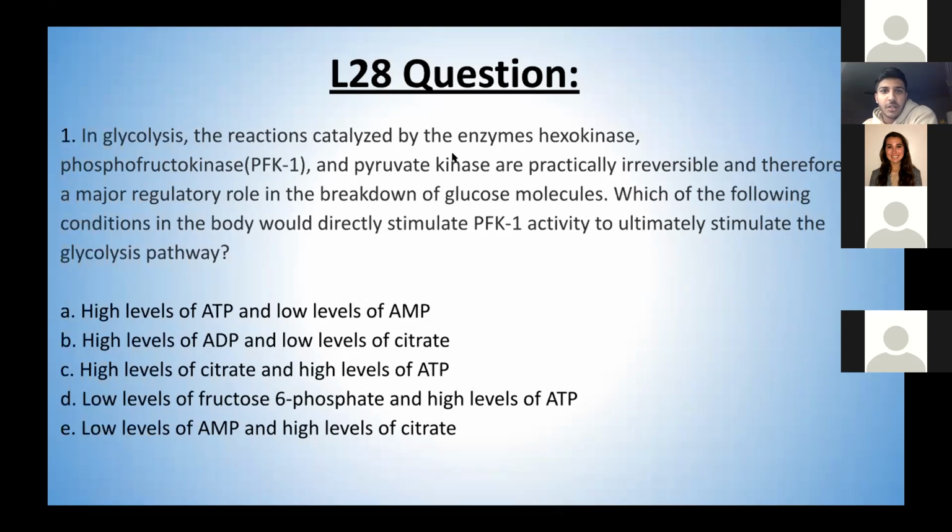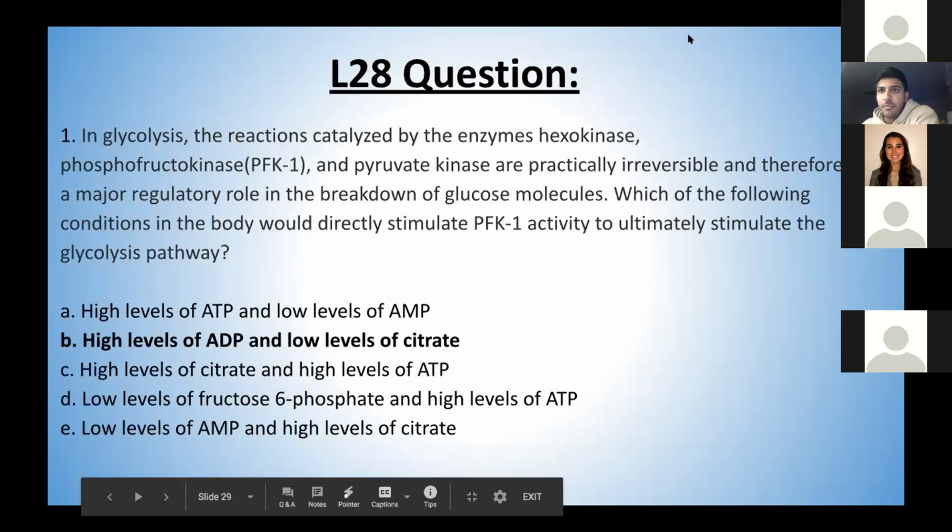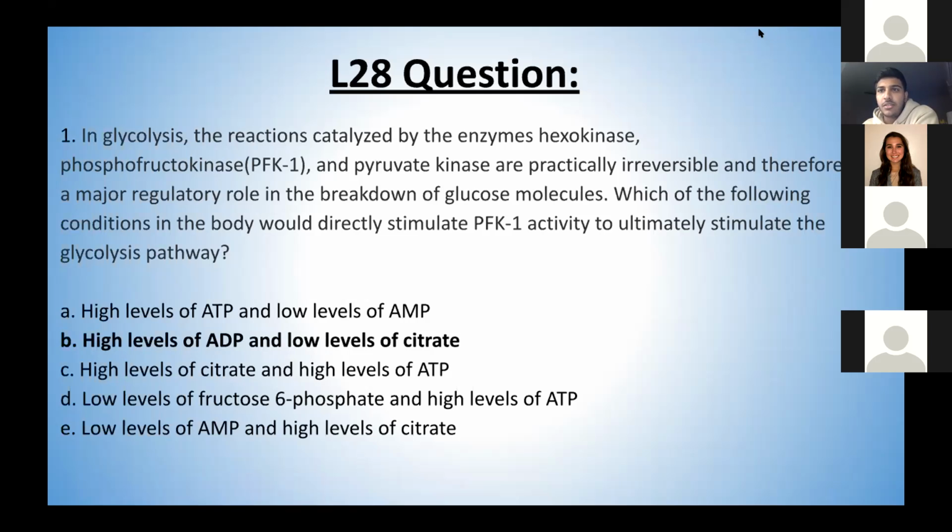Yeah, good job. It looks like a lot of people are saying B, and that's actually correct. I'll go over it. This is something you could see on your exam. It's kind of annoying because they require a lot of reading. Kane did mention that the longest questions you're going to see are going to be on this exam. But if you look at just the last line for most of them, you can see: which of the following conditions in the body would directly stimulate PFK1 to ultimately stimulate the glycolysis pathway.